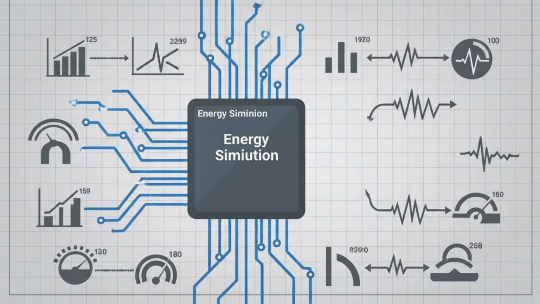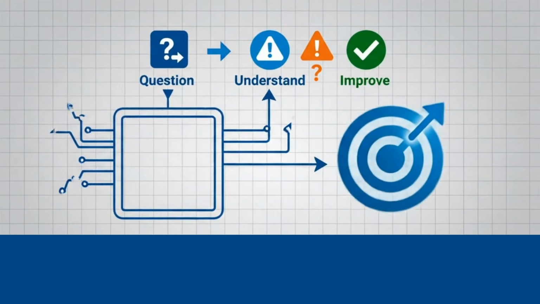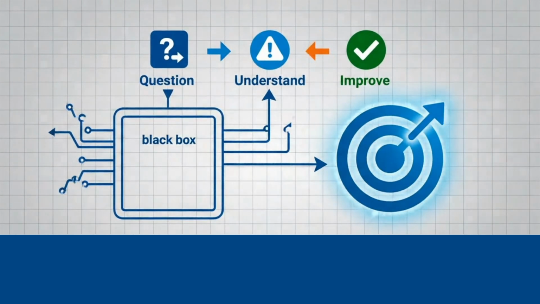This is where engineering judgment becomes essential. A simulation can always run, but it is the modeler's responsibility to decide whether the results are credible. By continuously questioning, understanding, and improving the model, we turn simulation from a black box into a reliable decision-making tool.